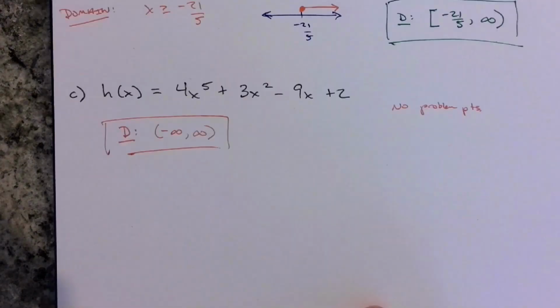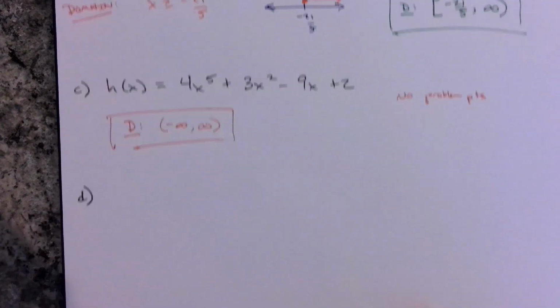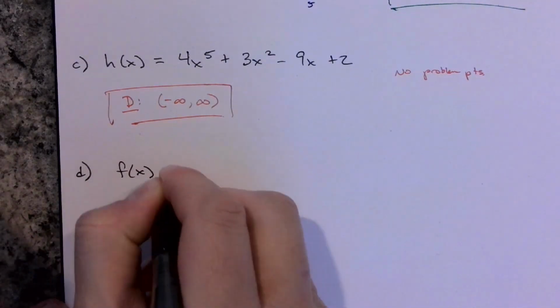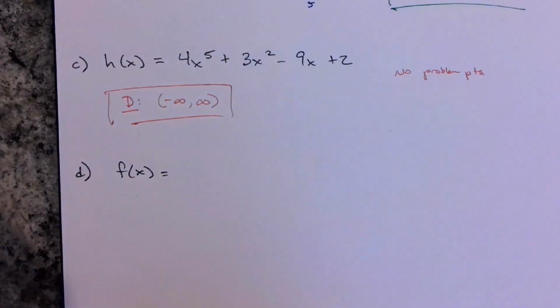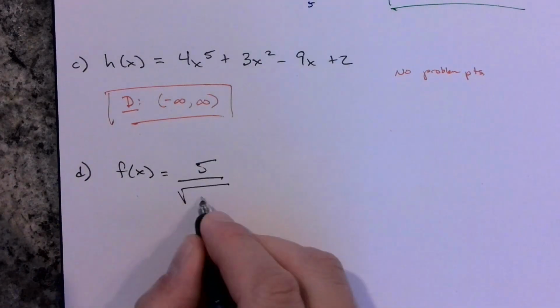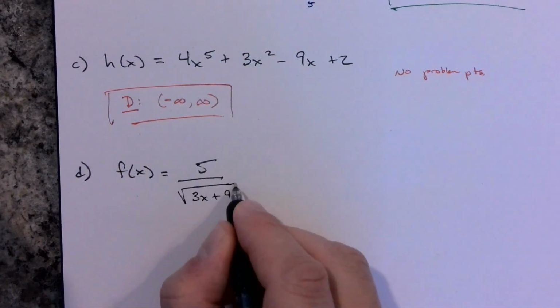How about we look at this one here? This one's a little trickier. It combines a couple things we've talked about. If I said I had f of x equals 5 over the square root of 3x plus 9.